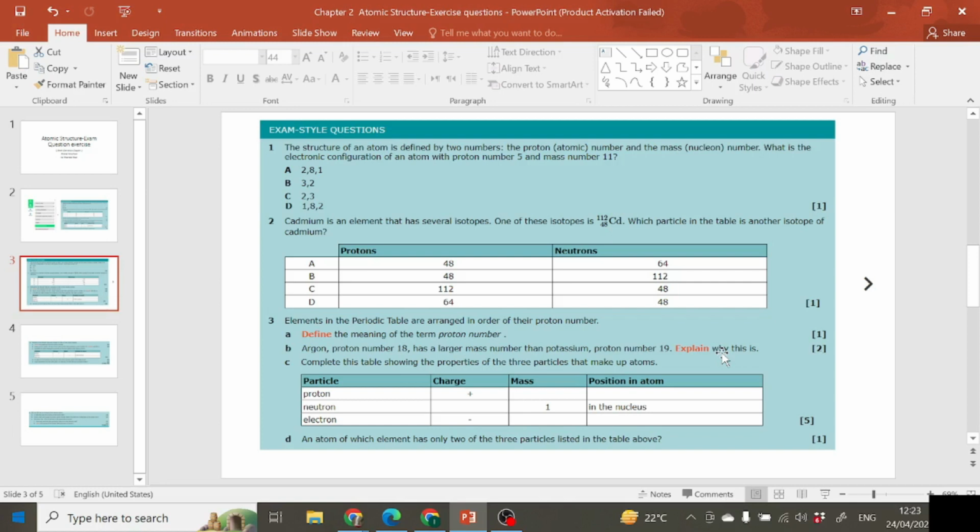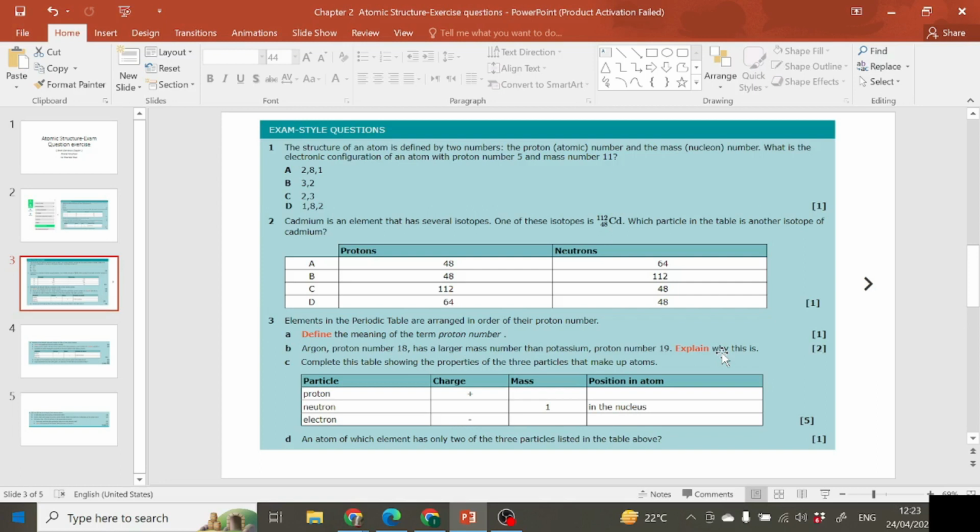So electronic configuration is the number of electrons arranged around the nucleus. So the first shell has two and the second shell should have maximum 8. So proton number is just used to draw the electronic configuration. So the option C is correct. First shell 2 and second shell 3. So total 2 plus 3 is equal to 5.